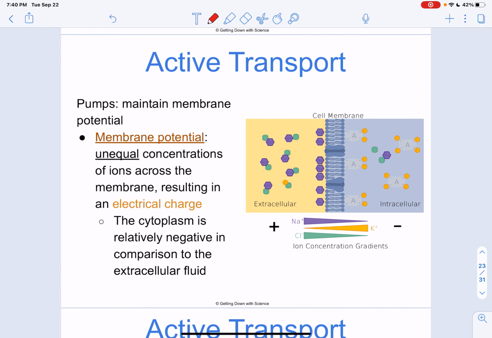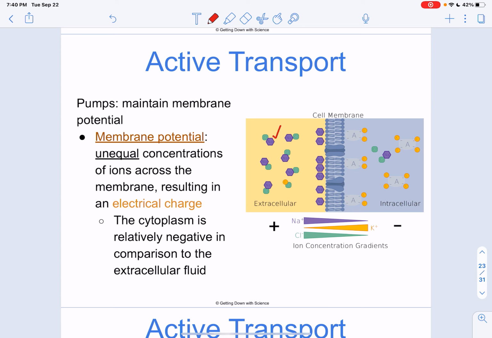And so we're going to first talk about pumps. Pumps maintain membrane potential. What that is, is a very intentional creation of an unequal concentration of ions that will cause an electrical charge. What we see in here is that we have a ton of sodium ions, these purple guys right here. They're all positive, and they want to move to the outside, but we are keeping them in on the inside.